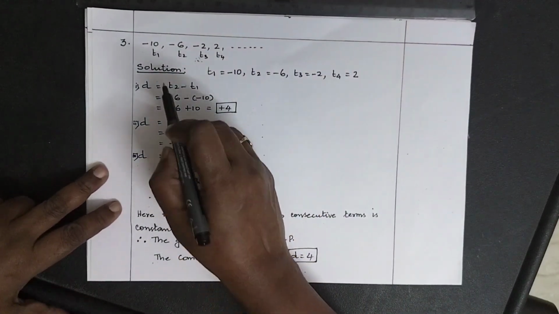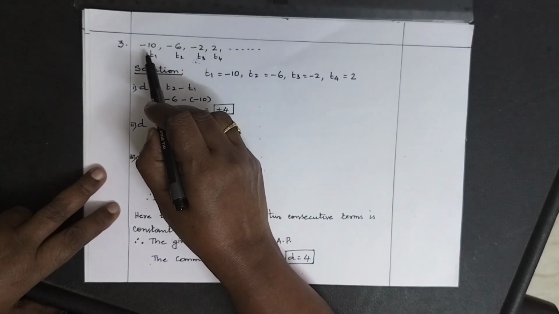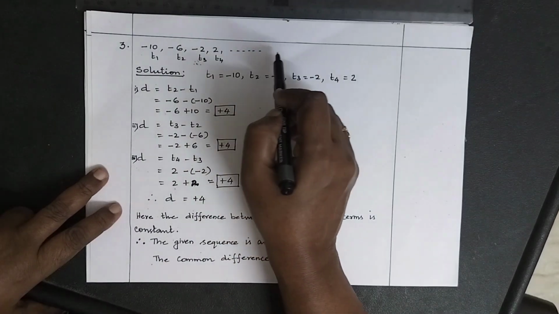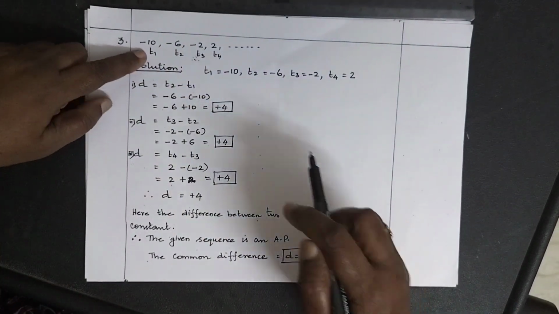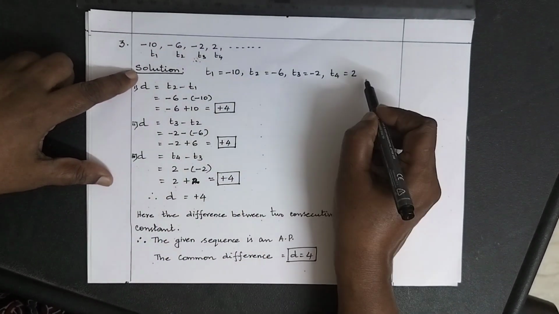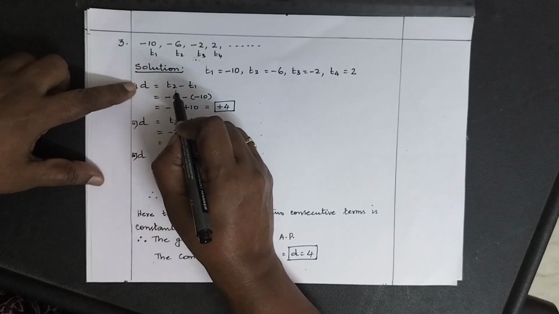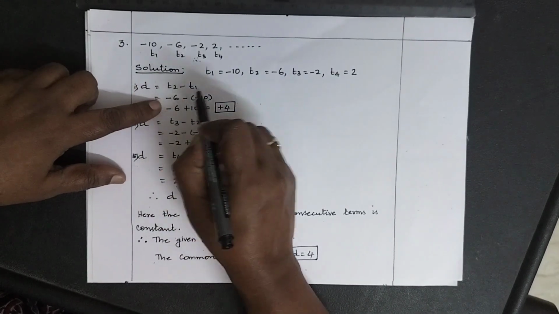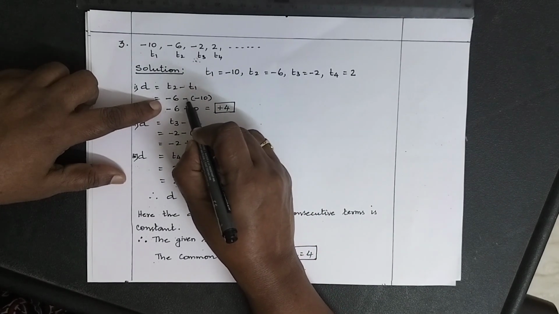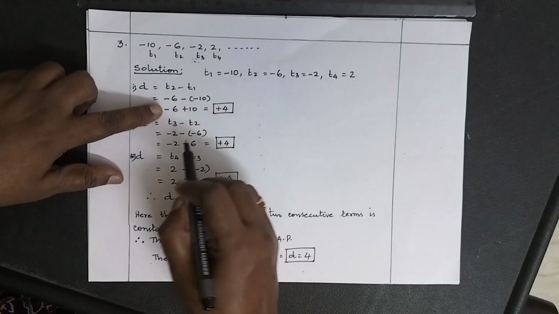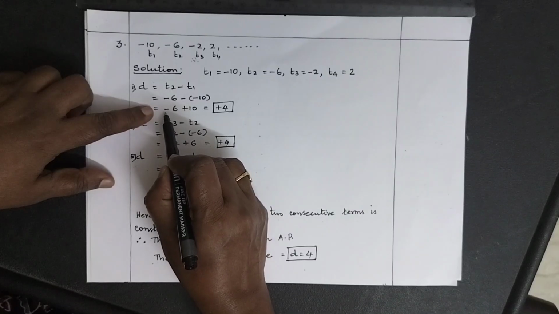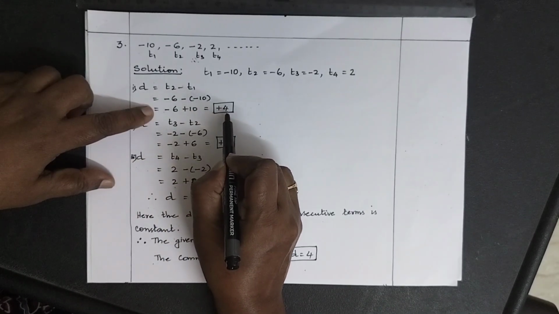Third question: the given sequence is minus 10, minus 6, minus 2, 2, etc. We name these T1, T2, T3, T4. Now D is equal to T2 minus T1. T2 is minus 6 and T1 is minus 10. This minus is there in the formula, so minus of minus 10. Minus of minus will be plus, so plus 10. Minus 6 plus 10 is equal to plus 4.